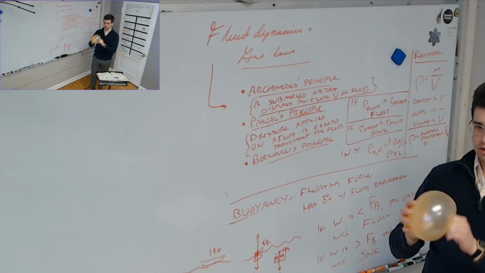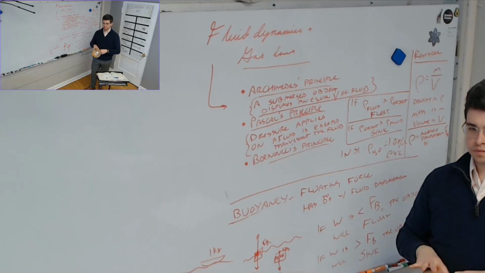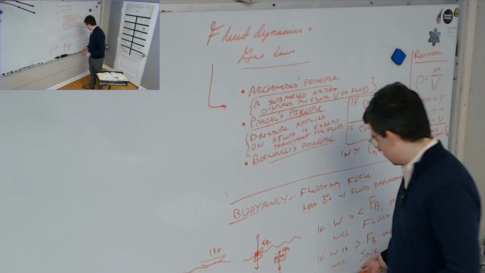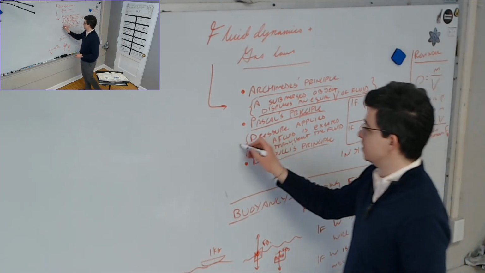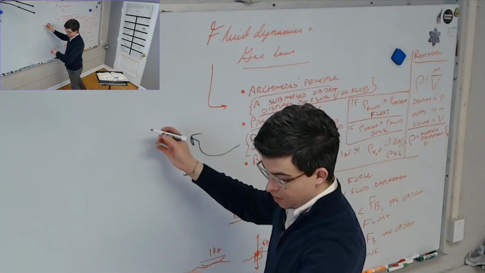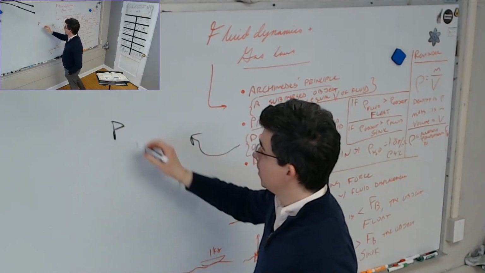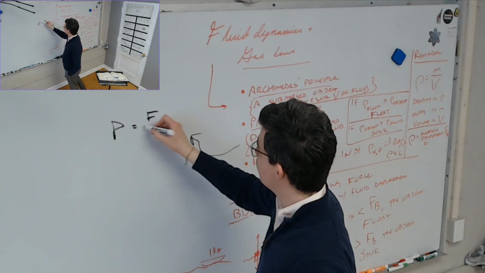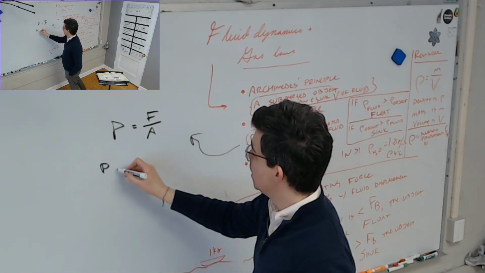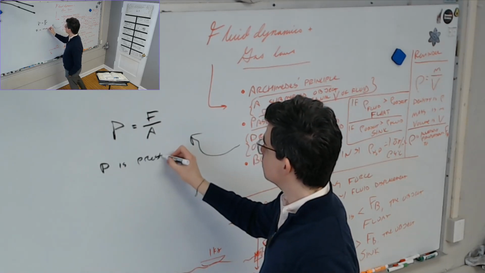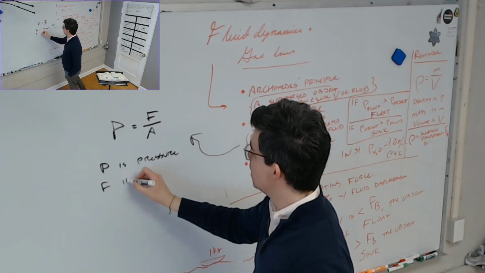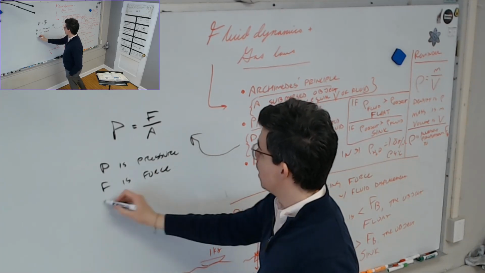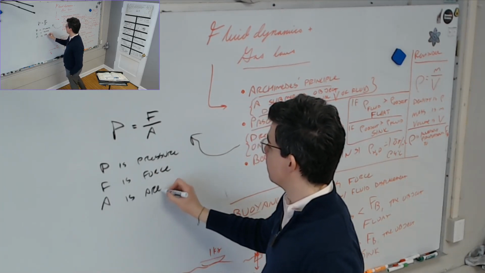What is pressure? Pressure is a force. Pressure has to do with force. Let's take a little aside here. This is your second bit of math, but not the last one. Pressure, capital P. This is not rho. This is capital P equals capital F over capital A. P is pressure. F is force. A is area.